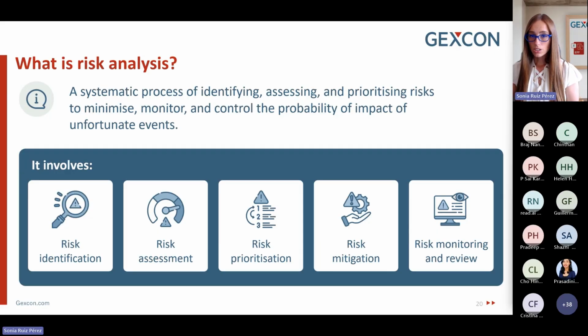Risk mitigation consists of developing strategies and actions to reduce or control risks, which may involve prevention, mitigation, risk transfer such as insurance, or acceptance. And finally, we need to continuously monitor and review risks, and this is crucial to ensure mitigation efforts are effective and make adjustments as needed.